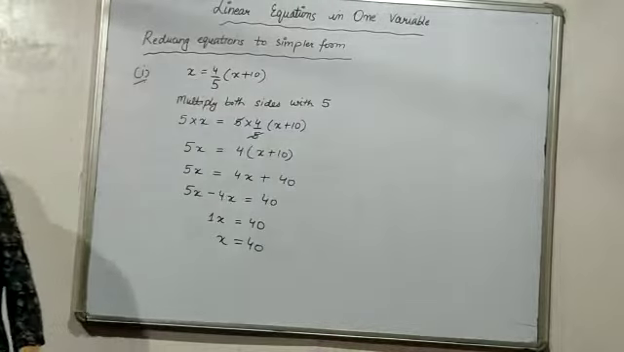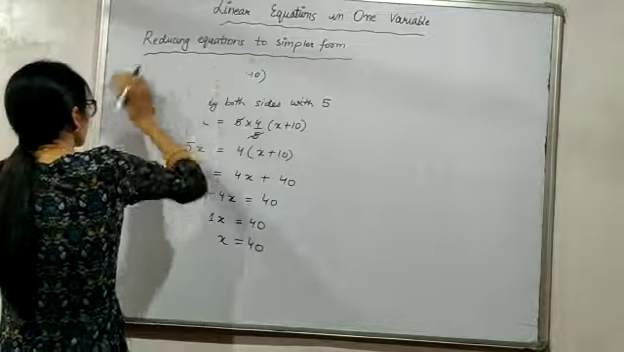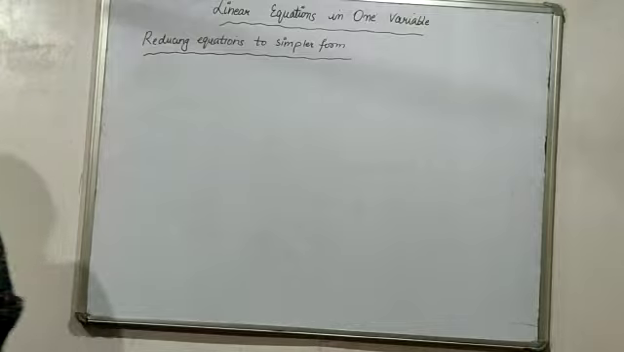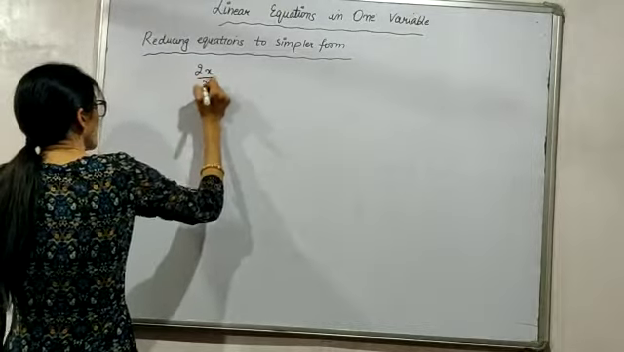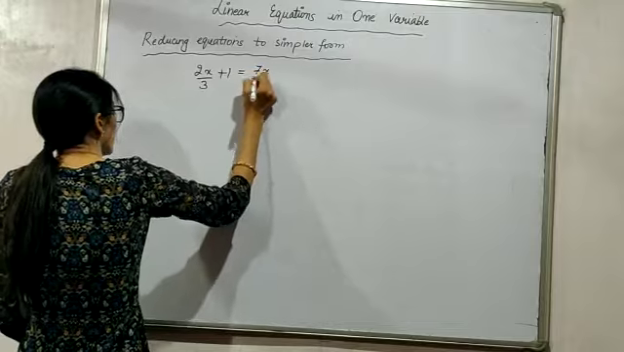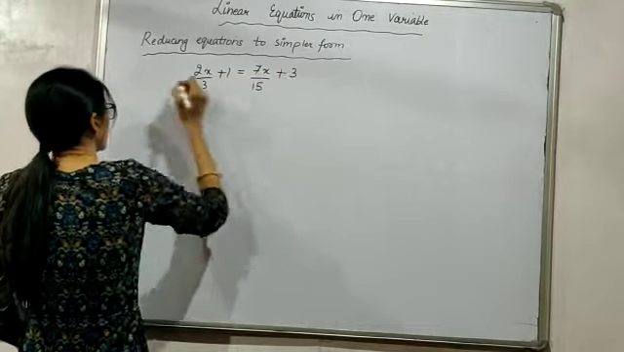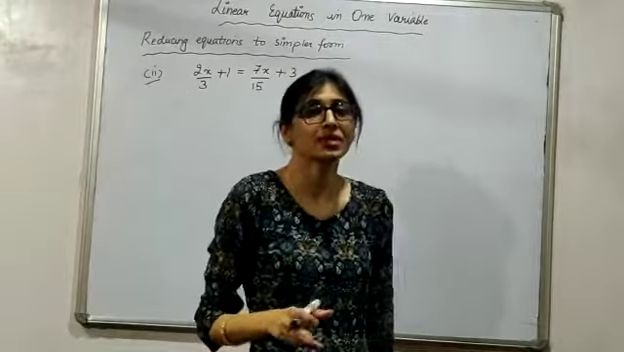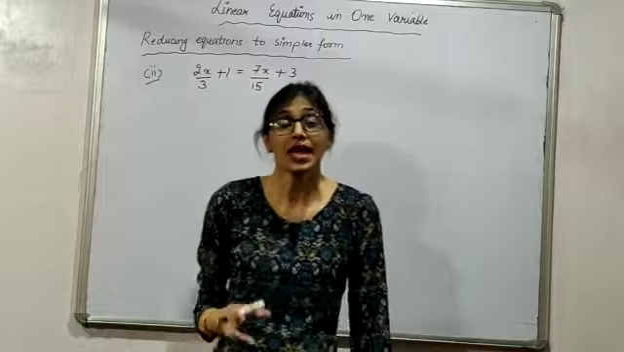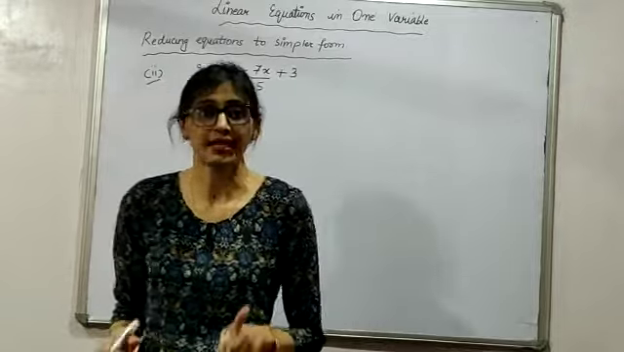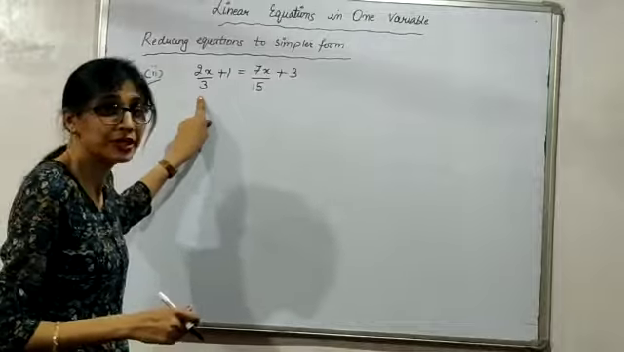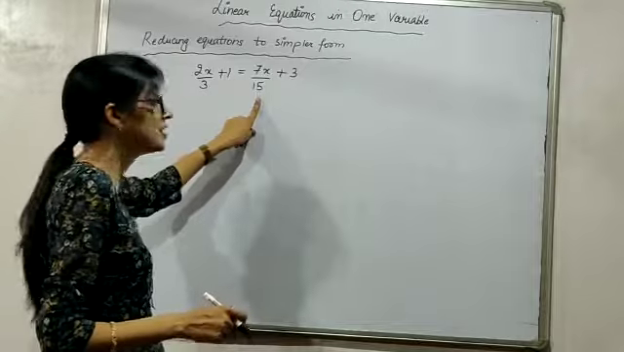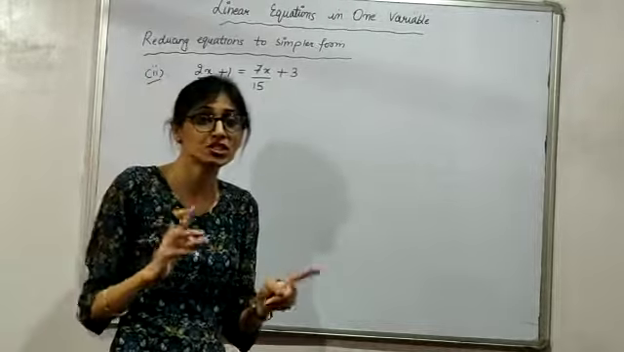The next problem is 2x by 3 plus 1 is equal to 7x by 15 plus 3. Now, in the previous problem, there was 5 in the denominator and that too only on one side. Here 3 is in the denominator, 15 is in the denominator, that is, here 3 is in division, 15 is in division and that too on both the sides.